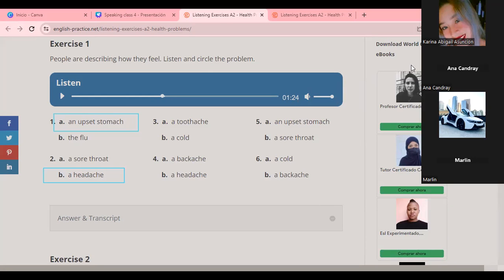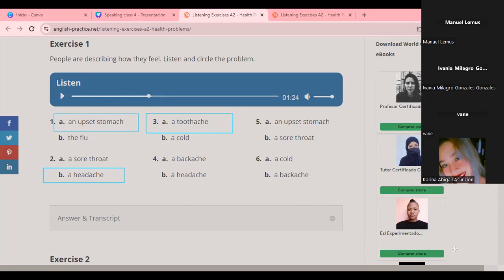Then let's go with Marlene. Are you there, Marlene? Number three. Letter A. A toothache. Very good. A toothache, right? He's going to visit the dentist. Now, number four is going to be for Manuel.